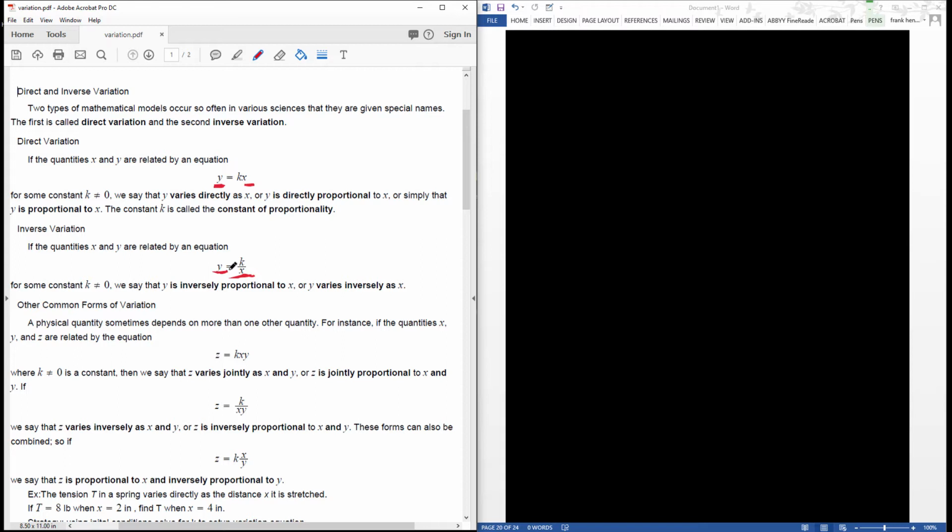There are other common forms of variation. In this one, a physical quantity sometimes depends on more than one quantity. If the quantities x, y, and z are related by the equation z is equal to kxy, where k is a constant, we say that z varies jointly as x and y, or z is jointly proportional to x and y. This is a variation of the direct equation. Another way of looking at this is that as the product of x and y gets larger, z gets larger. As the product of x and y gets smaller, z gets smaller.